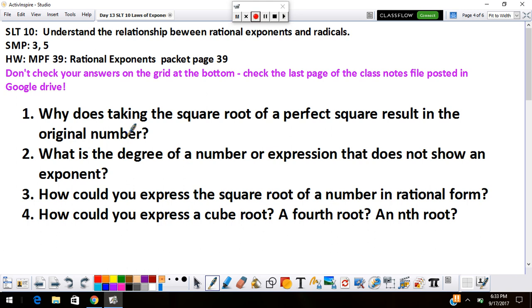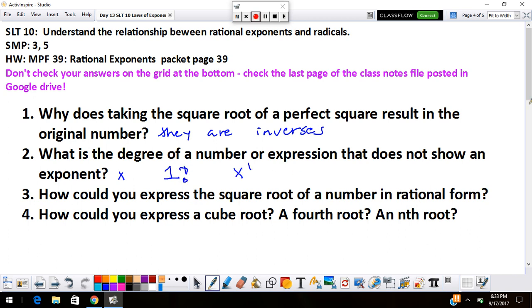Why does the square root of a perfect square result in the original number? They are inverses. What is the degree of a number or expression that does not show an exponent? Like if you just have x, the degree is 1. Like x to the 1.